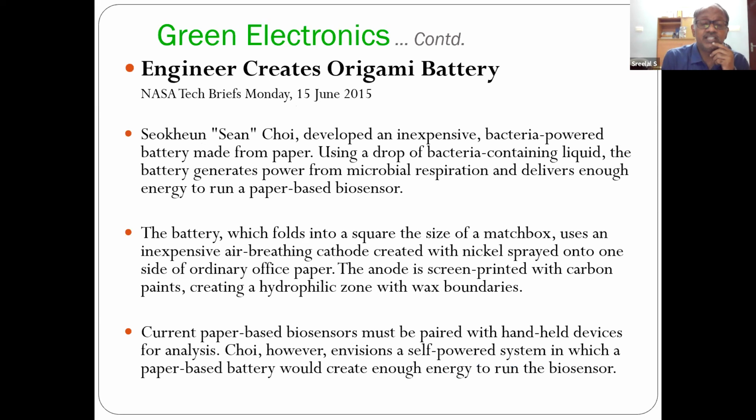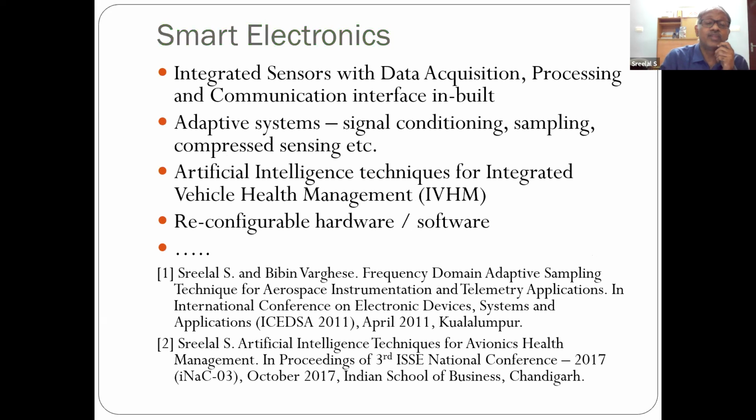This is basically a news item which came in NASA Tech Briefs. That is, an engineer creates an origami battery. So what is this basically? It is a battery which can be folded into the size of a matchbox, and it uses an inexpensive method with the origami paper-based biosensor. So basically, this is a typical example of a green technology that has been developed.